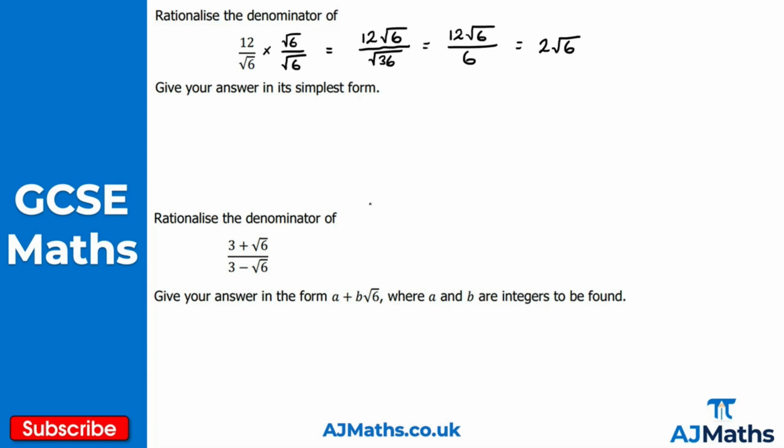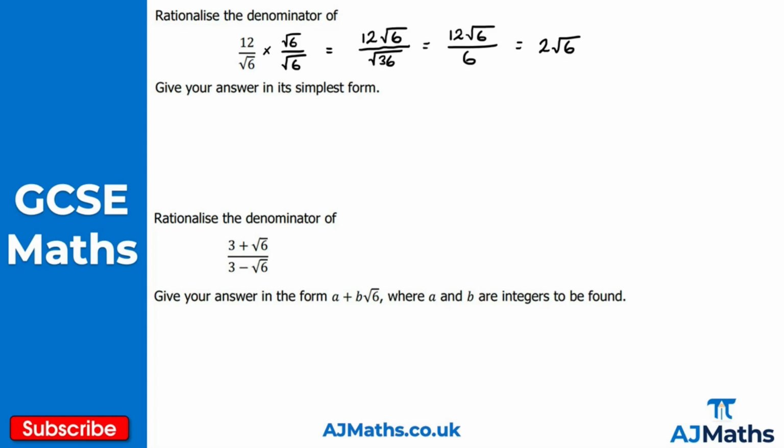Now for this second one here, this is where things get a little bit more complicated. And the reason why is because we can't just times now by this surd again. And the reason for that is because we've got this 3 here. Okay, we've got another number with our surd. So what do we do to get rid of the surd here? Well, we need to make use of the difference of 2 squares.